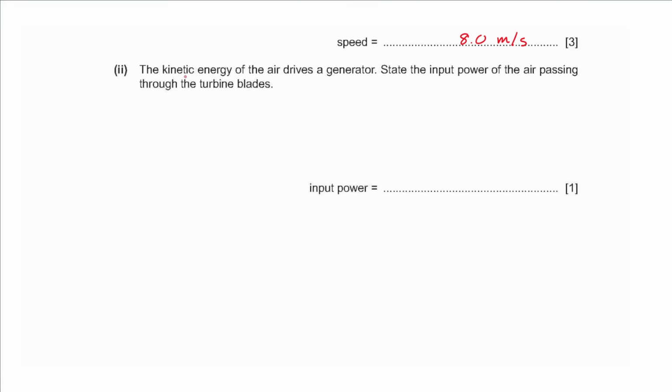Question II says the kinetic energy of the air drives a generator. State the input power of the air passing through the turbine blades. And it says state because the time was 1 second and power is equal to the energy divided by the time. And you already have the energy, 240 divided by 1 gives the same value but with a different unit. The unit for power is watt.